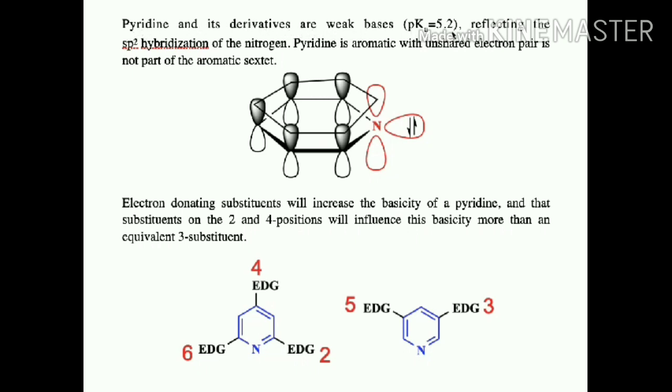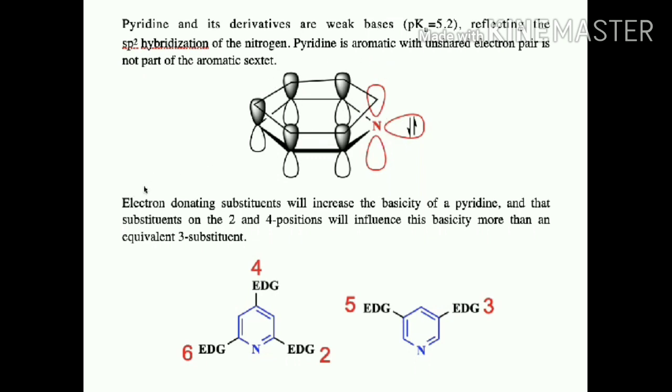Okay, so if you look at the basic characteristics of pyridine, pyridine and its derivatives are weak bases with a pKa value of 5.2. It is a weak base because it has a nitrogen which is sp2 hybridized. Since nitrogen is electronegative and sp2 hybridized, the electronegativity increases, so it holds the lone pair of electrons, thereby it is less basic, or it acts as a weak base. The lone pair of electrons is not involved in the aromatic sextet, so it is free, it is not involved in the resonance.